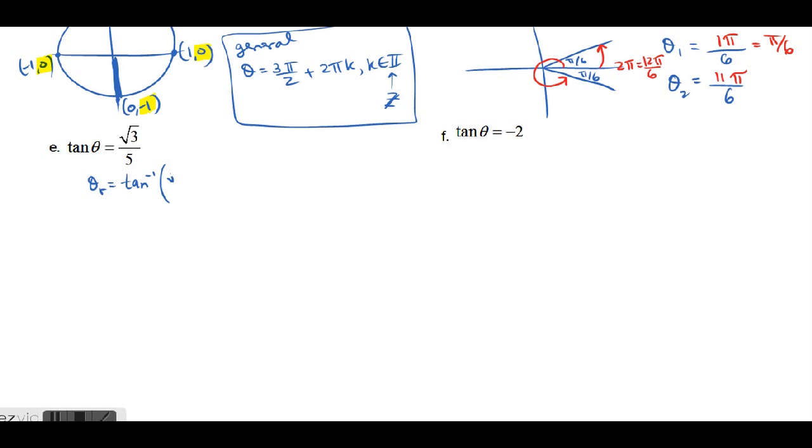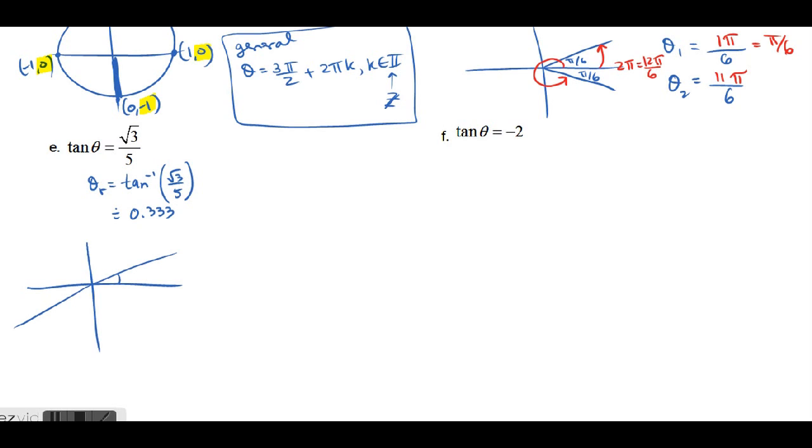Okay, so we have root 3 over 5 inside of tan inverse, and we get 0.333. So now we have to decide what is this? What does this represent? Well, this is the related acute of an angle in which quadrant? So we have to decide on the picture. Tangent is positive in quadrant number 1 and 3.